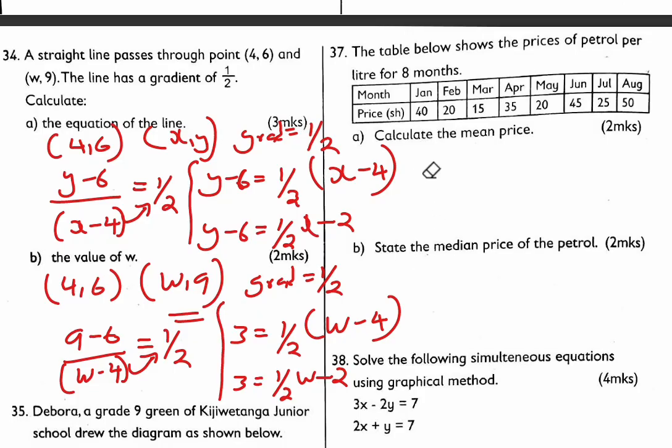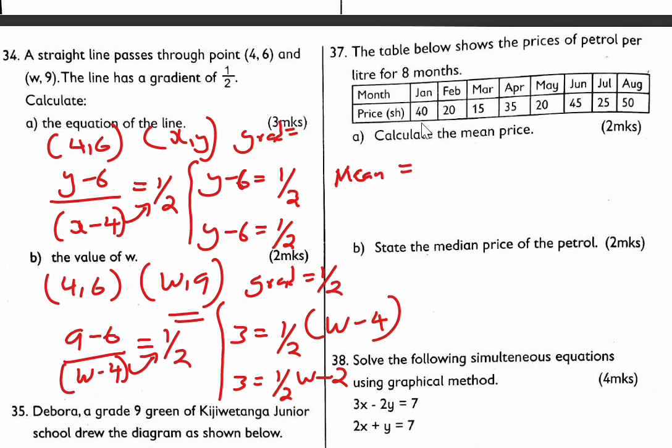Continue with number 7. Here we have statistics. This is grade 7, I believe. The table below shows the prices of petrol per liter for 8 months. Calculate the mean price. So we know that the mean will be the sum of the prices divided by the number of months.